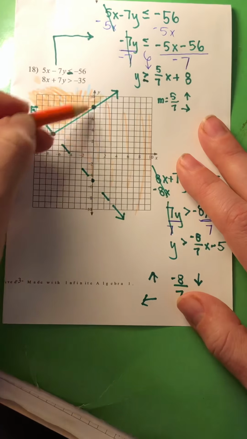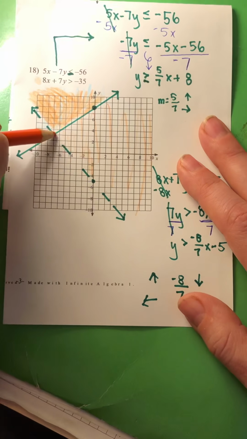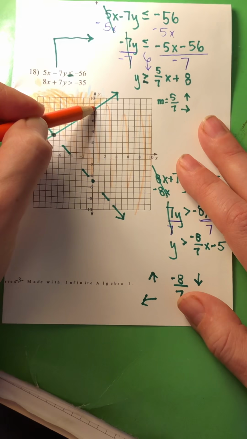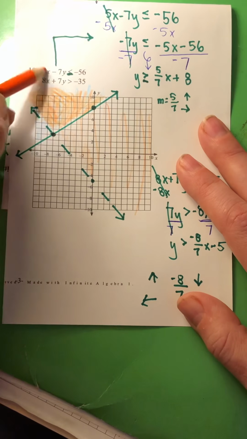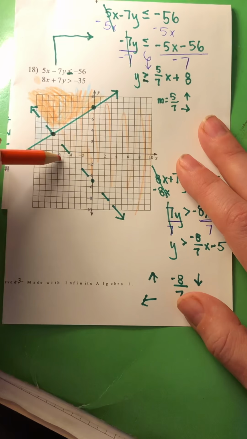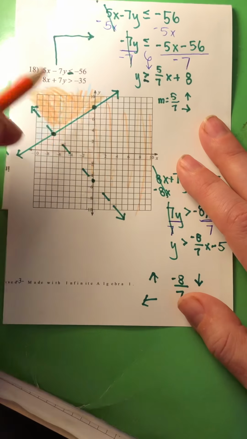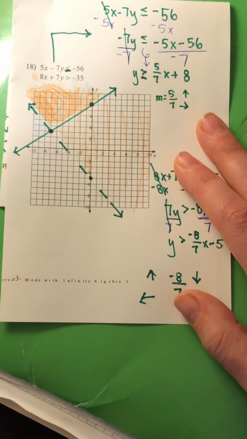So again, anything in here or this line, it looks like to this point, all of these work too. So 0, 8 should satisfy both of those inequalities. Negative 6, 10 should satisfy both those inequalities. This is the solution space.